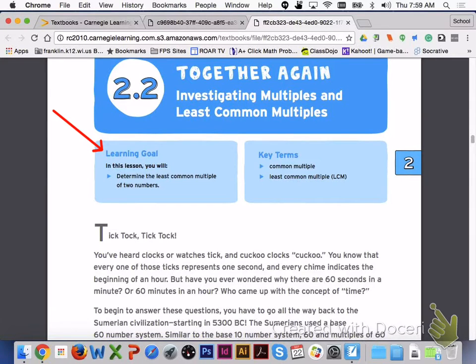Hi class, in lesson 2.2 we will investigate multiples and least common multiples. Learning targets for today, we will determine the least common multiple of two numbers. If you look at our key terms, common multiple and least common multiple, abbreviated LCM.